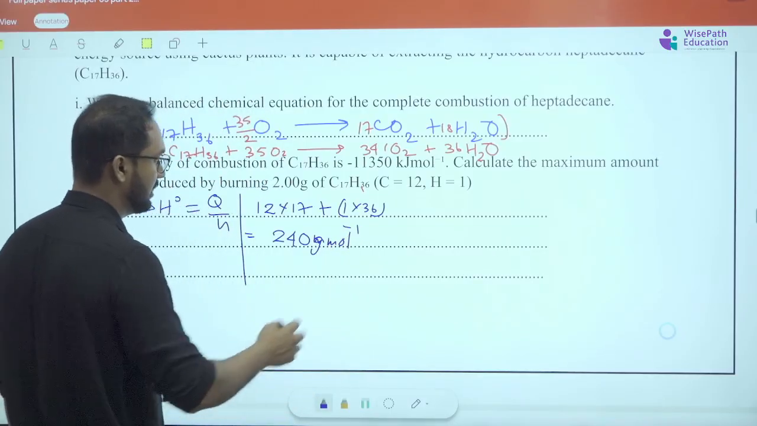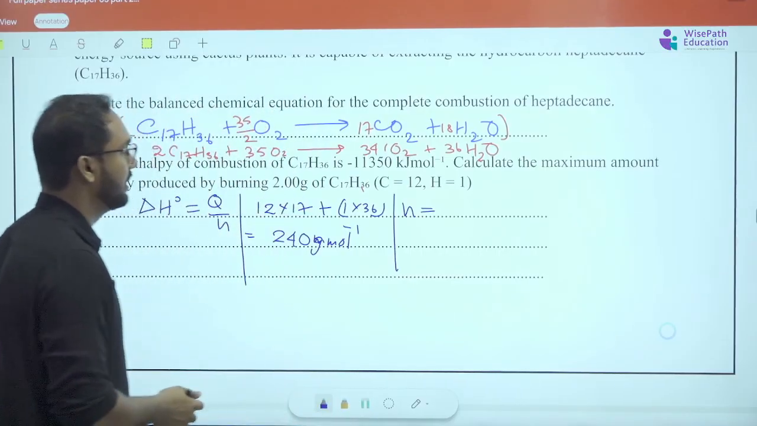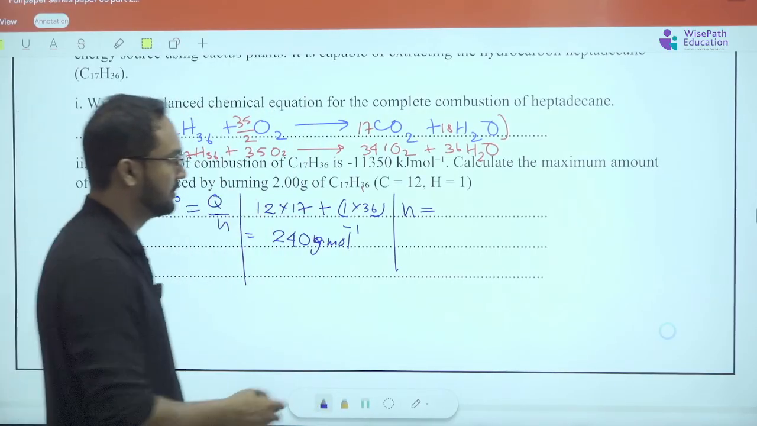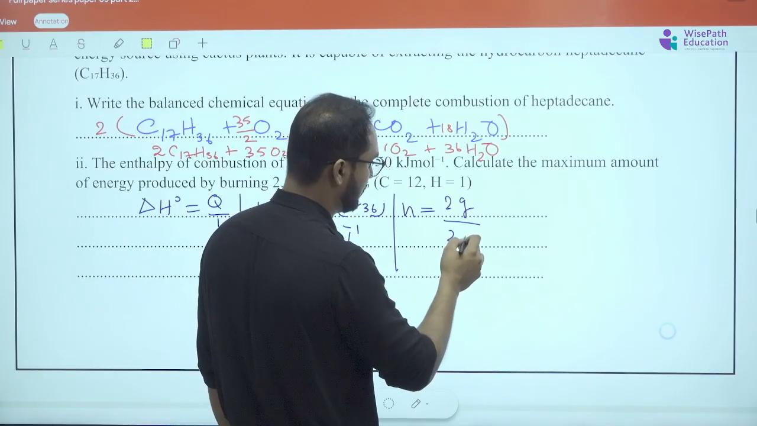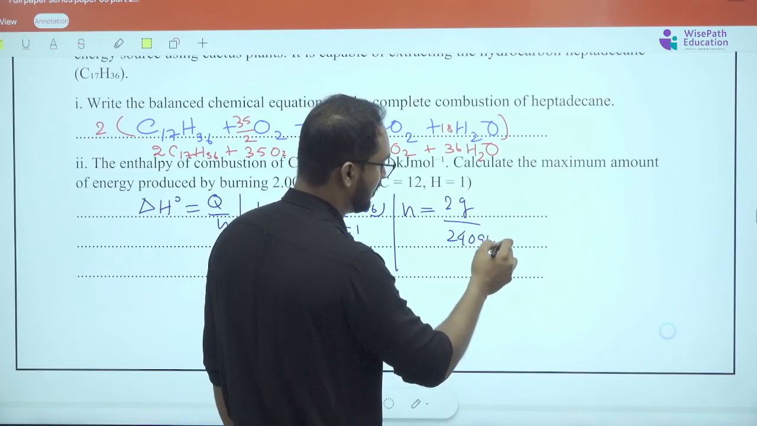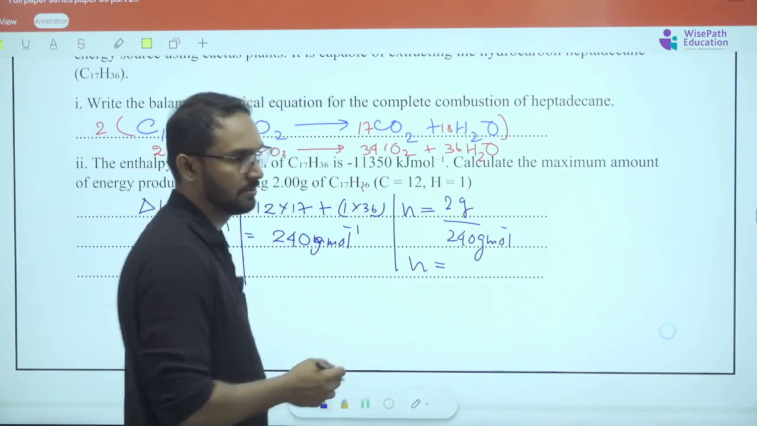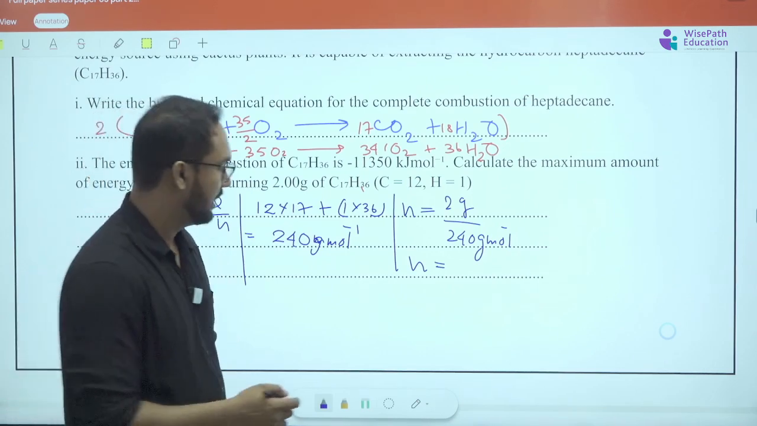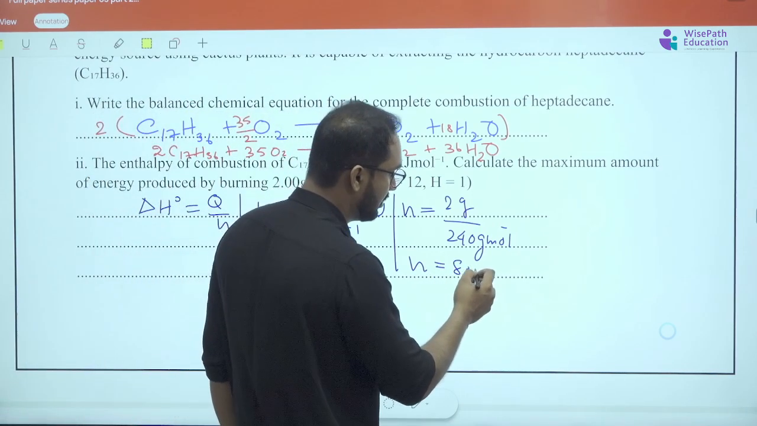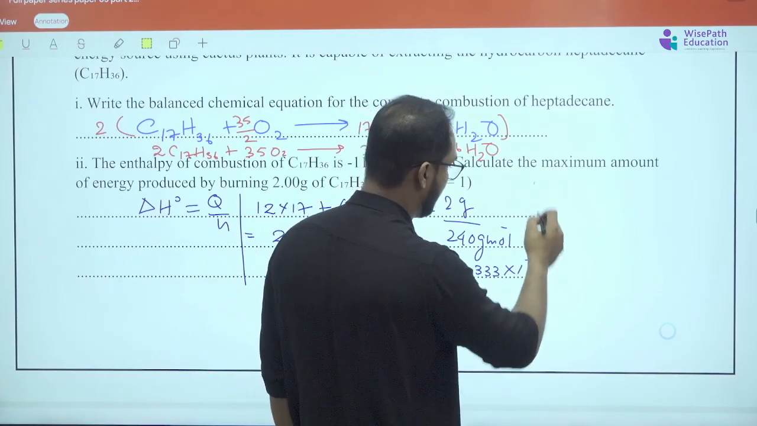Using the molar mass, next you can find the number of moles. How many grams are there? It says 2 grams. So 2 grams you have to divide by the molar mass, that is 240 grams per mole. So how many moles do you get? 8.333 times 10 to the power minus 3, taken to 3 decimals. Now you have the number of moles.